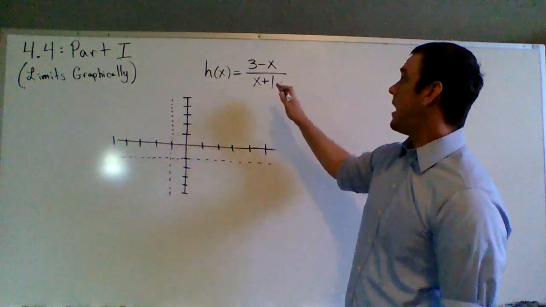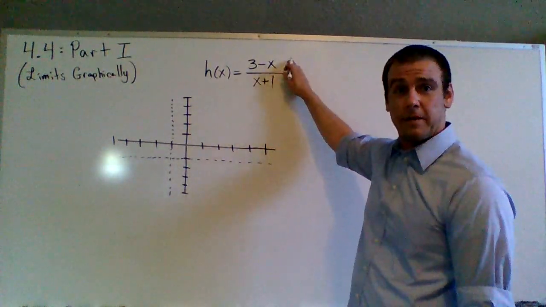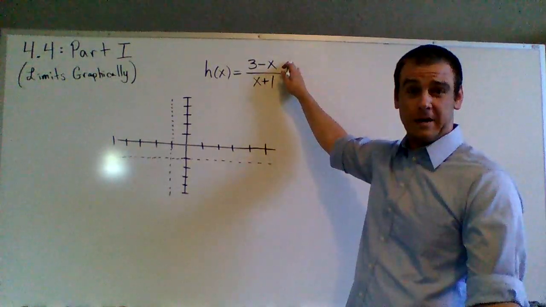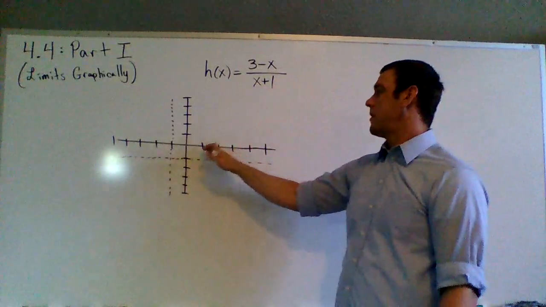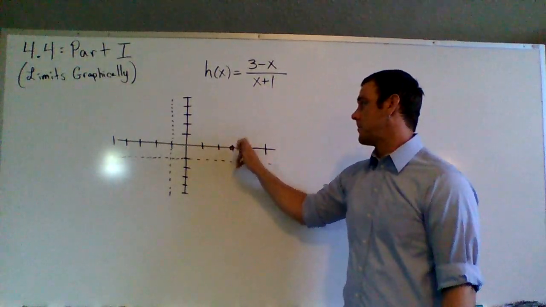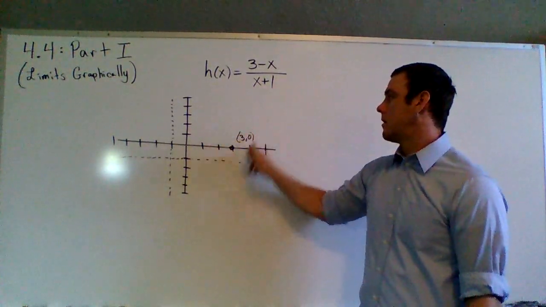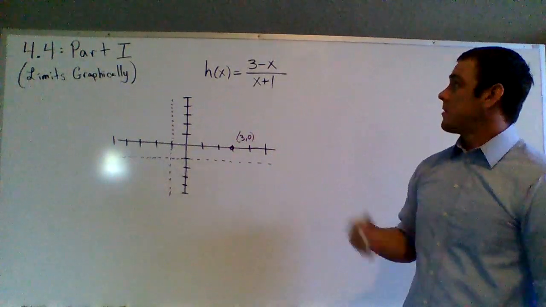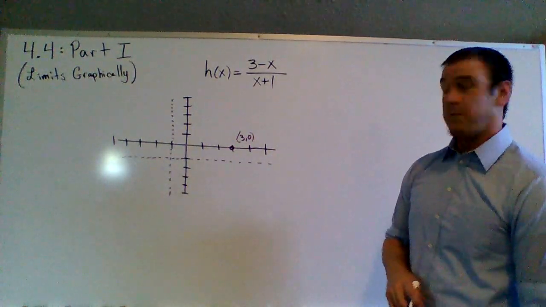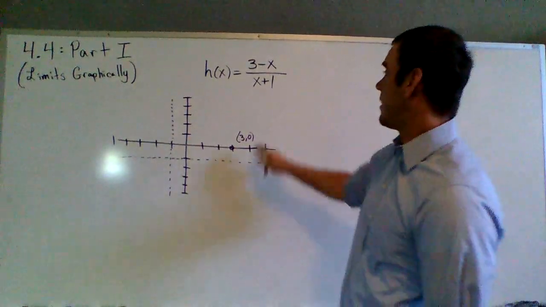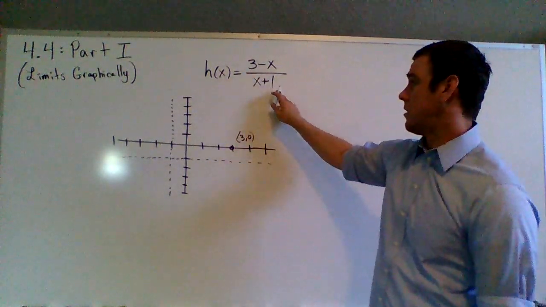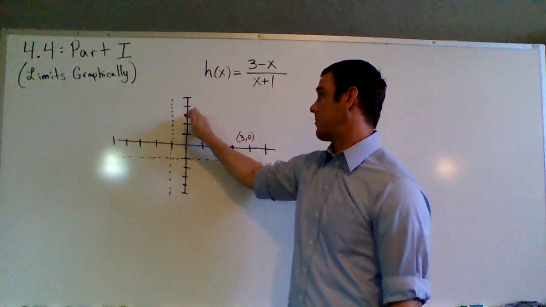Alright, let's talk about x-intercepts. X-intercepts come from setting y equal to 0. Here it's just going to be setting the top equal to 0. We have an x-intercept at 3. Alright, so then we got the y-intercept. Remember, you find your y-intercepts by setting x equal to 0. So it's really going to be 3 over 1. So that's going to be at (0, 3).